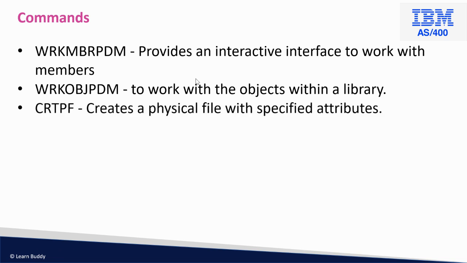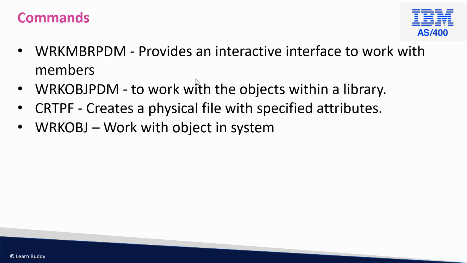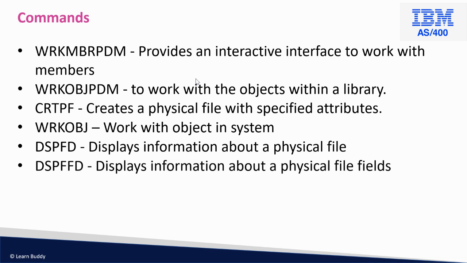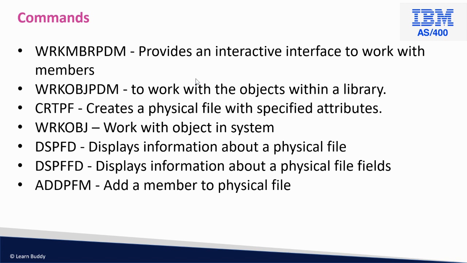WRKMBRPDM is where you have all the members information. WRKOBJPDM gives all the objects in the library, and CRTPF creates the physical file, and the shortcut is 14 for each and for anything. So if you want to go with the command CRTPF, the shortcut is 14, and WRKOBJ to check whether the object is present in the system or not, and DSPFD displays all the information about the physical file.